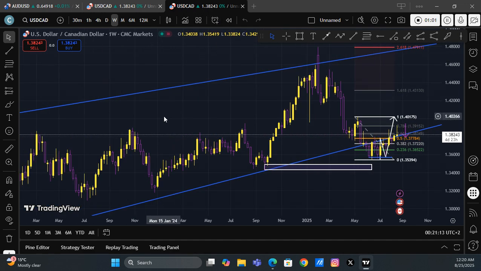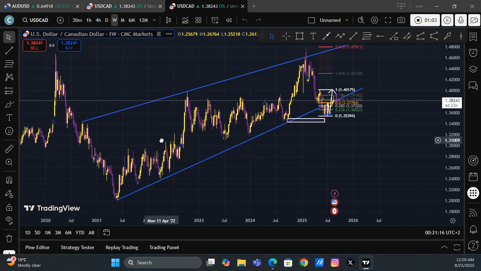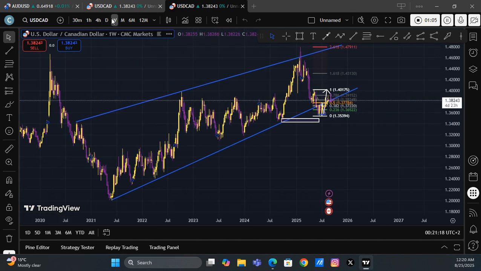This is USD CAD, and this is the weekly time frame. So in terms of price action, we have our first touch. My trading strategy is trading three drives to the top, three drives to the bottom. Just like here, we have the first touch, the second touch, and the third touch. I always expected it to manipulate.